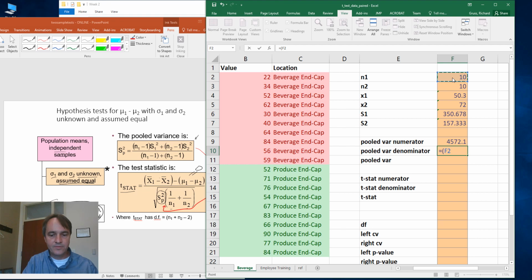We could probably do this in our heads, but let's just go ahead and do the math. The size of the first sample minus 1 plus the size of the second sample minus 1. Okay, so 18. So our pooled variance will just be that division. So we'll do equal to this divided by this. Okay, so our pooled variance is 254. So all we've done so far is calculate this that we can plug into here. Now we're going to calculate the value of our t-statistic, doing the numerator, then the denominator, and then we'll be doing the division.